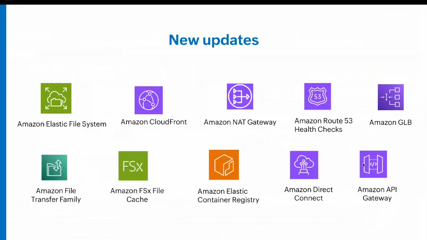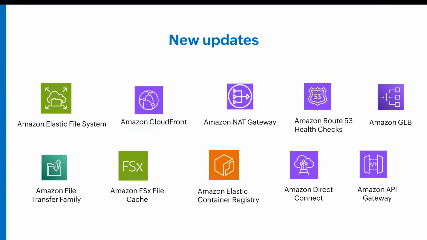As we are nearing the end of this session, we would like to introduce you to the new services we are offering with the latest version of Applications Manager. So you can monitor the performance, security, and responsiveness for these services and validate their reliability. So we have Amazon Elastic File System, CloudFront, Amazon NAT Gateway, and Route 53 Health Checks, and GLB, and then File Transfer Family, etc.